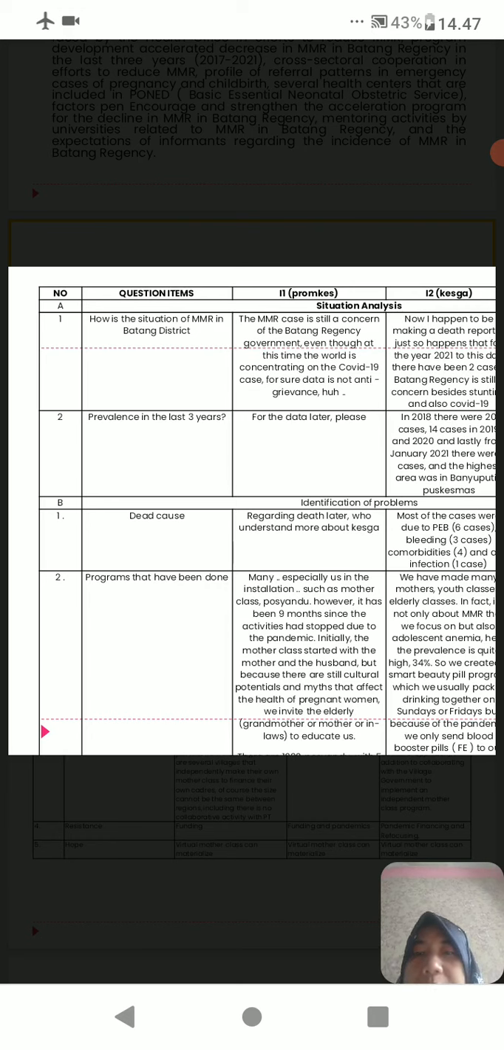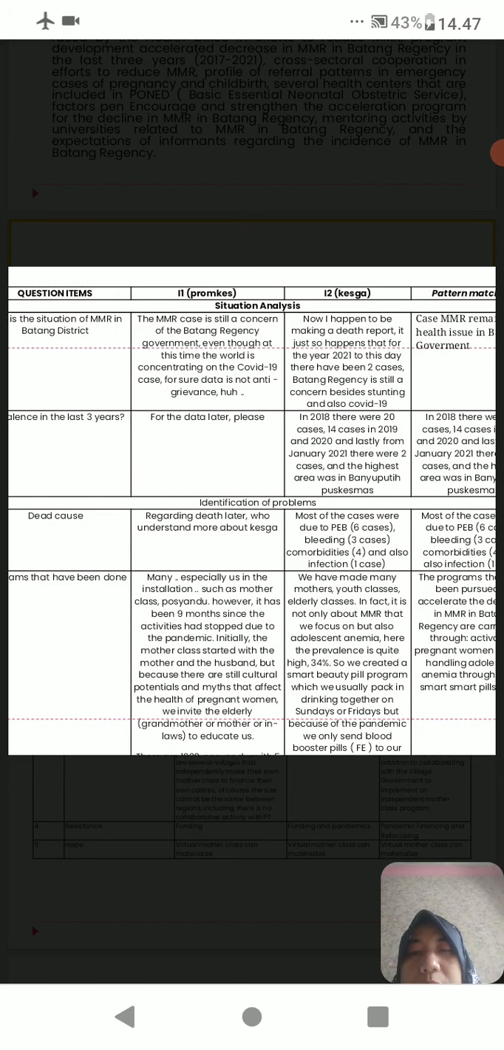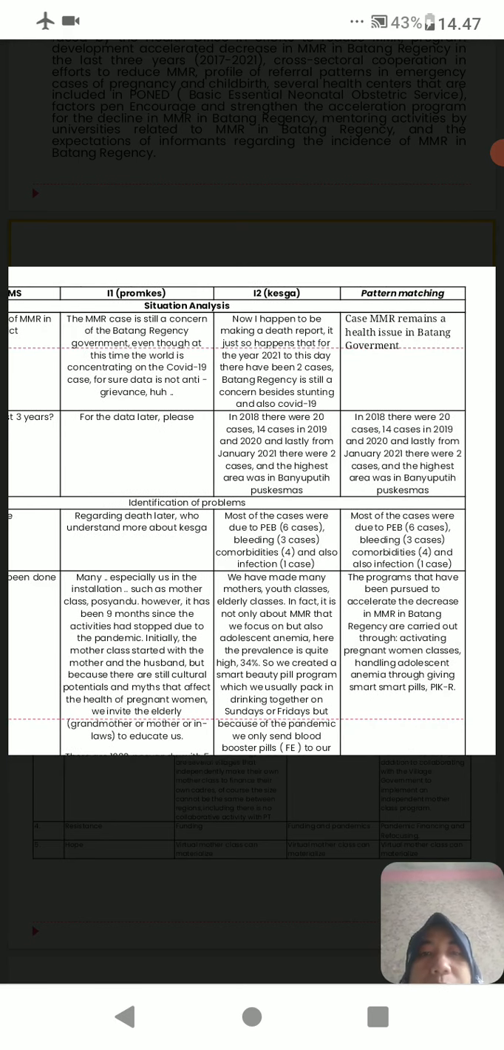The question item number 2: programs that have been done to reduce MMR, maternal mortality rate, in Batang Regency. The pattern matching is that the programs that have been pursued to accelerate the decrease in MMR in Batang Regency are carried out through activating pregnant women classes, handling adolescent anemia through giving smart pills, and the Peak Air program.